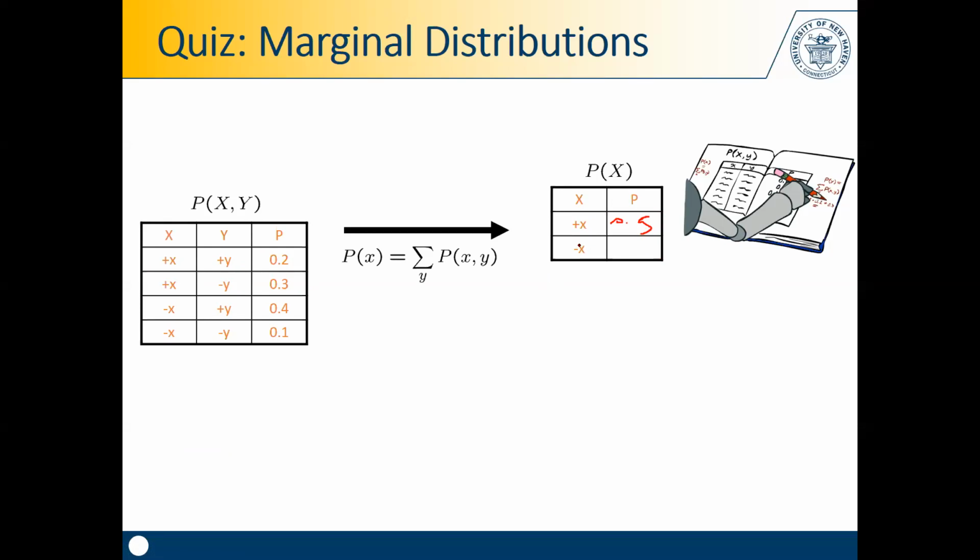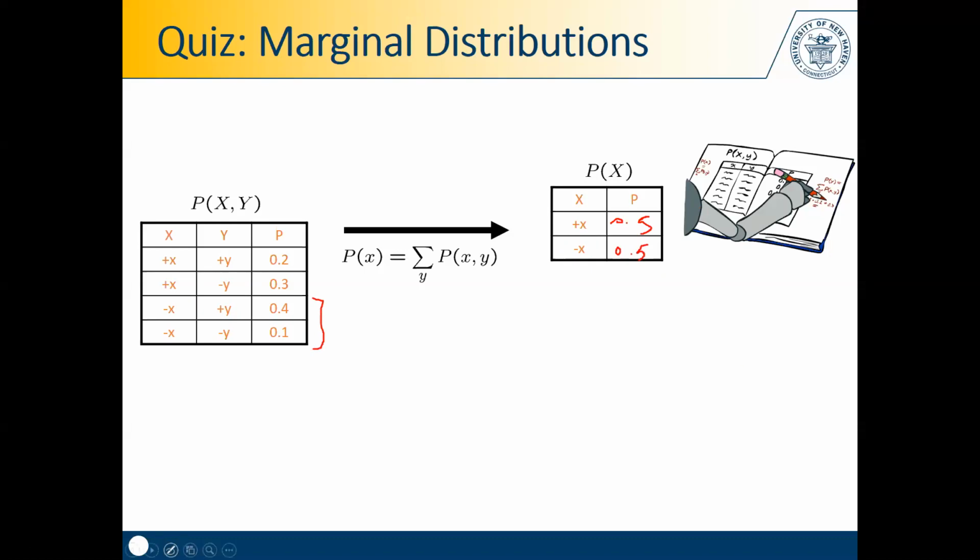Now, what is the probability of the outcome being negative x? Negative x is given to us in these two rows of the joint distribution. It's 0.4 plus 0.1, which gives us 0.5.